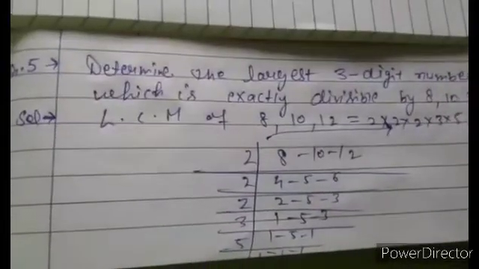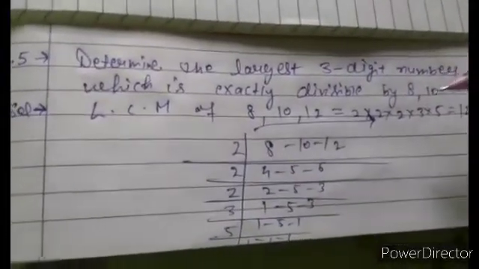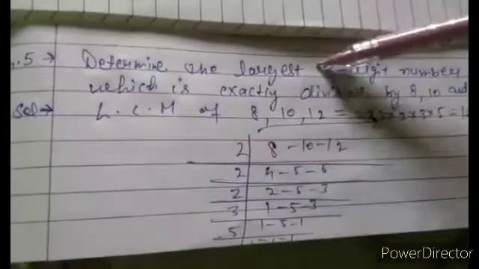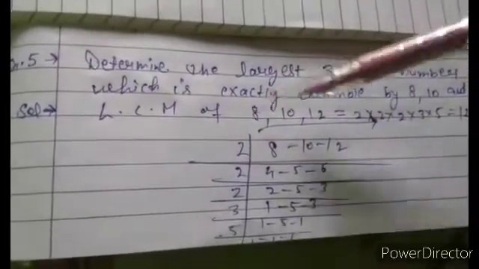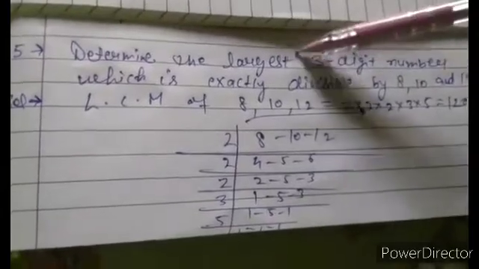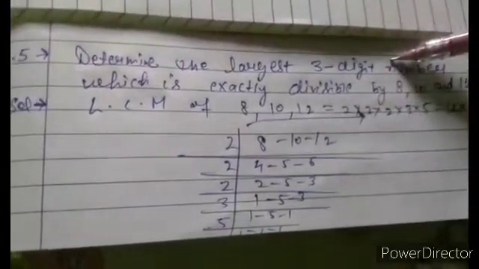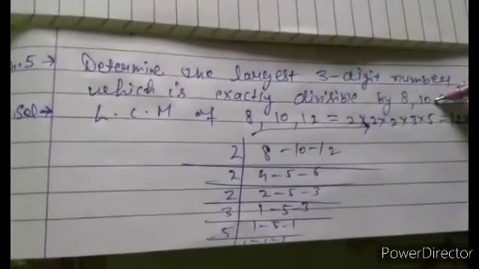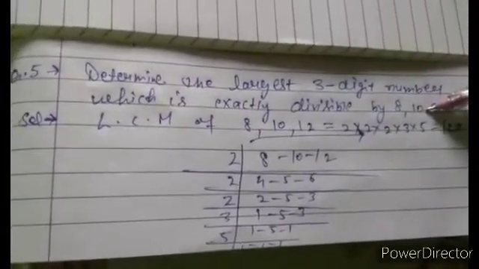NCERT 6th class math, exercise 3.7, question number 5. Determine the largest 3-digit number which is exactly divisible by 8, 10 and 12. So here we need to find the largest 3-digit number. When we are talking about exactly divisible, in that case we take out the LCM.